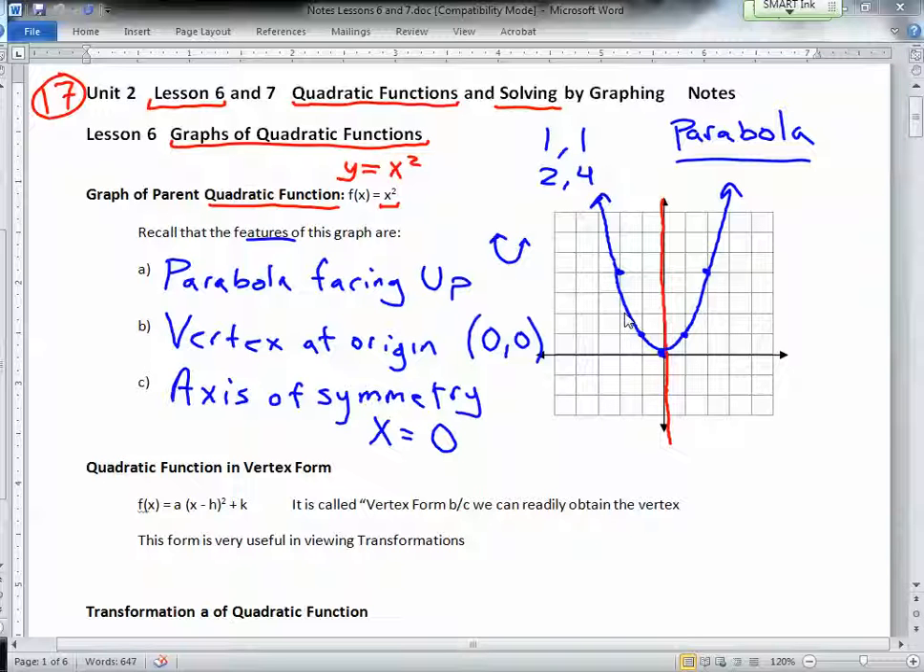So there's the classic one. If you need to draw that classic one, again, it's going to go through these points: 1, 1, 2, 4, and then it'll be -1, 1, -2, 4.